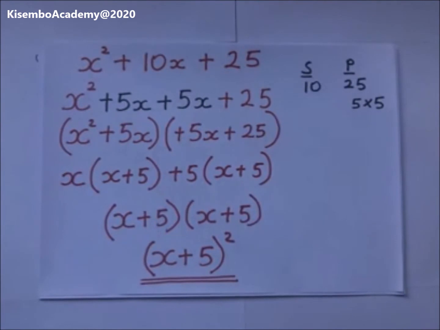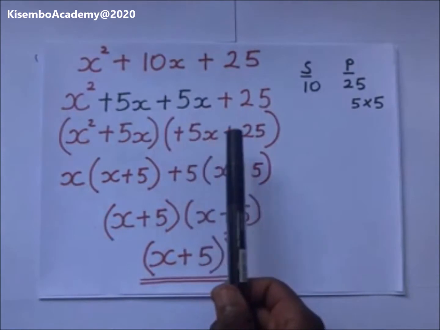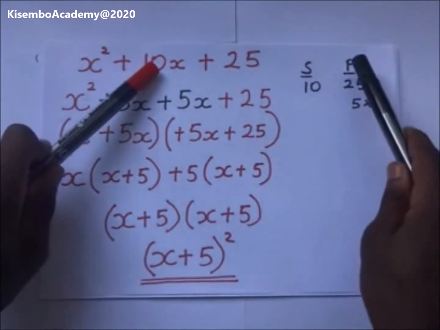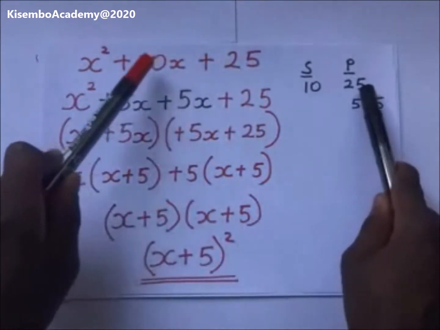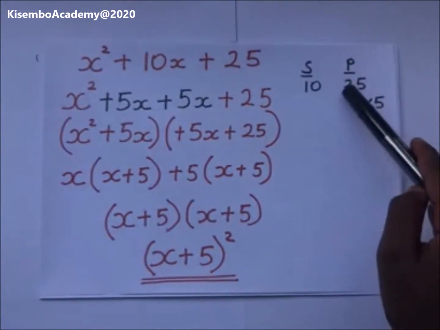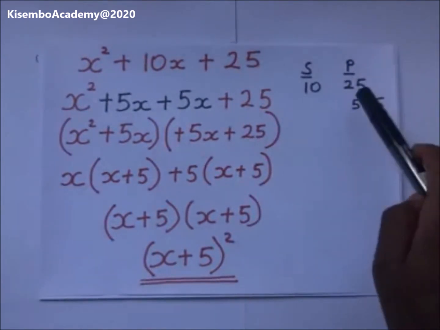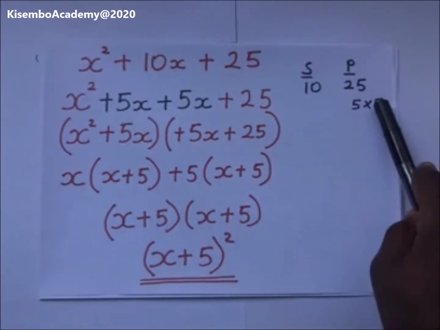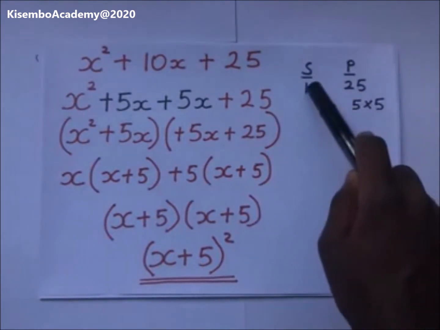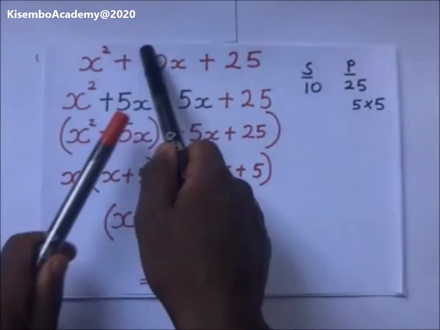If you look at that number here, if we are to factorize this number like we've been doing in our previous videos, we are supposed to get two numbers giving us a sum of 10 and a product of 25. And where do we get these two numbers? We get these two numbers from the factors of 25. And one of the factors of 25 is 5 times 5. 5 times 5 gives us 25. Then 5 plus 5 gives us 10. So we use these two numbers, 5 and 5, to replace this middle term.